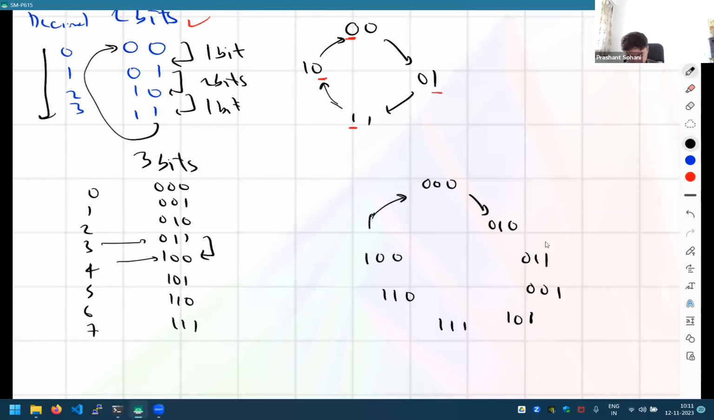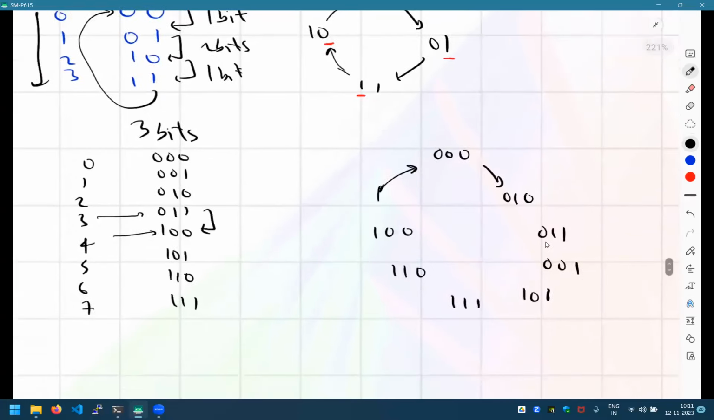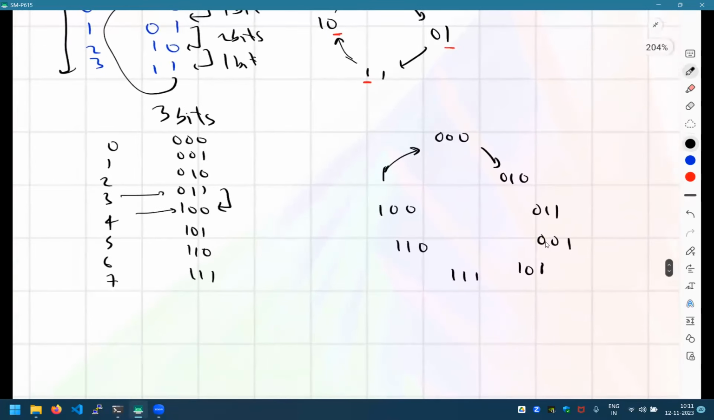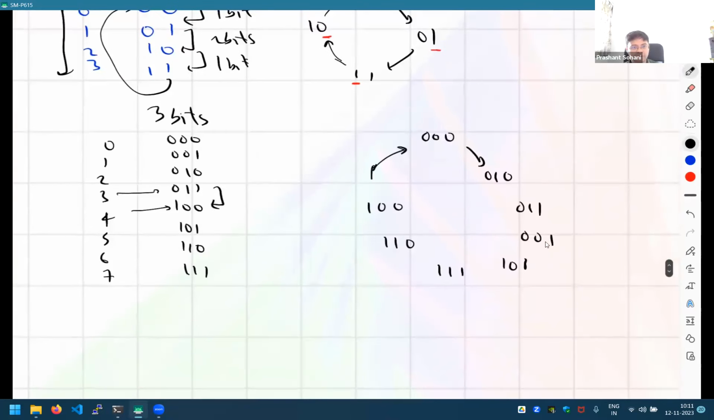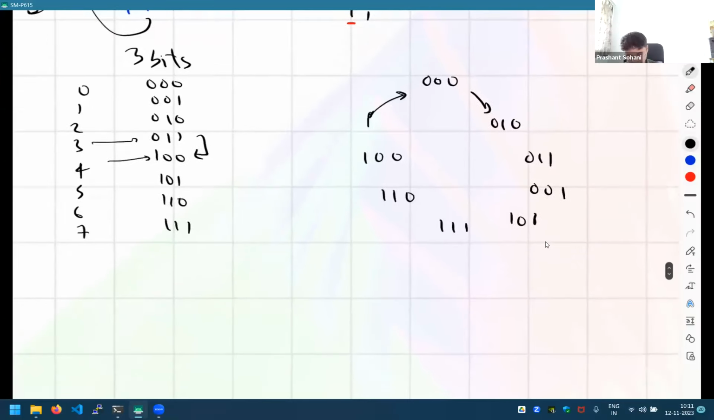Anybody else has a different sequence? Sir, we can change from 011 directly to 111. In the same sequence, or you want me to start with a new one? Like first three terms are same. Okay, let's still write them out.